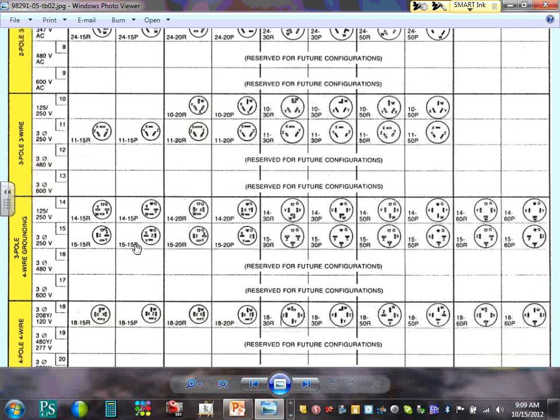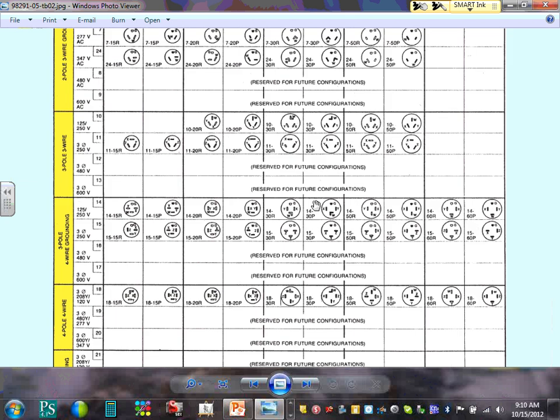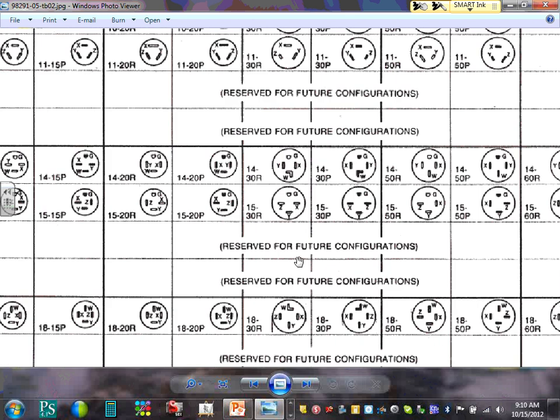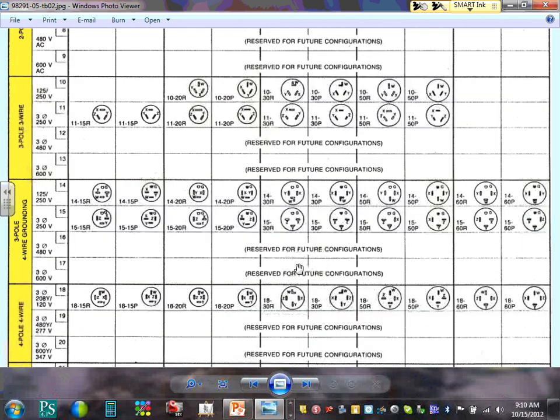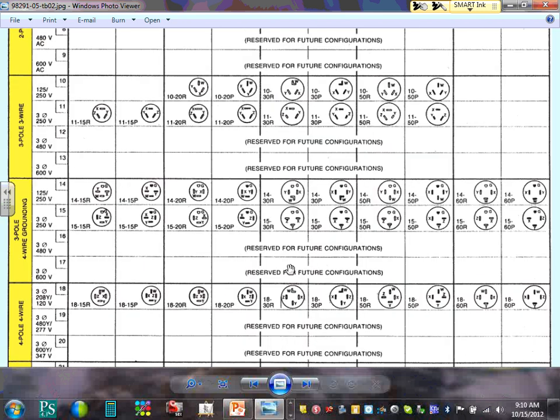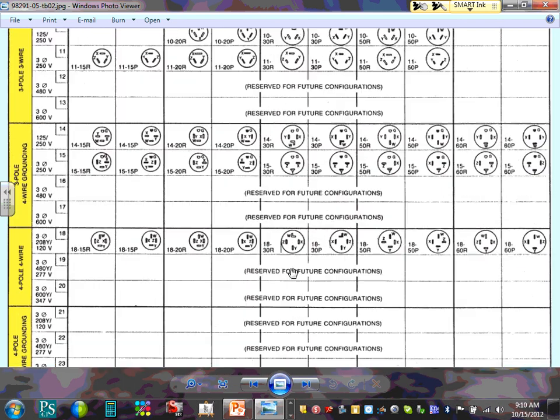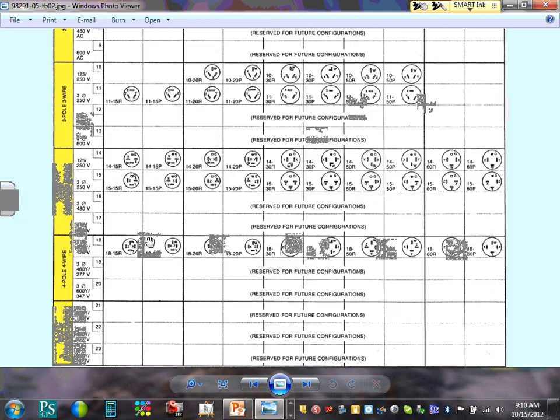Cool. Yes, sir. Why does it say reserved for future consideration instead of just saying not currently used? Are they actually planning on using it? You never know. Yeah, reserved for future consideration. Absolutely. So if we have a need, we have another NEMA configuration that you can install here. Absolutely. So can you guys see how it goes?